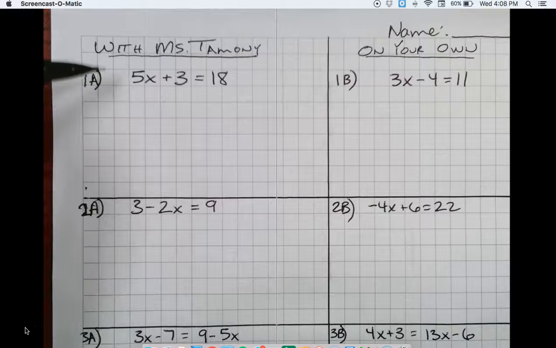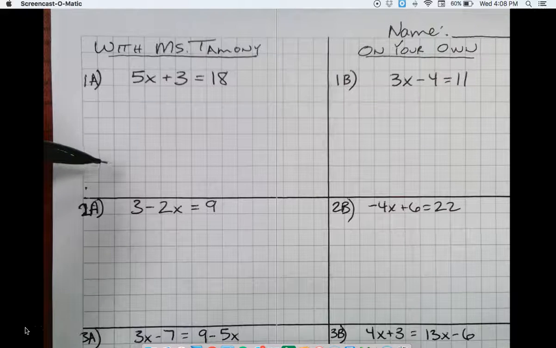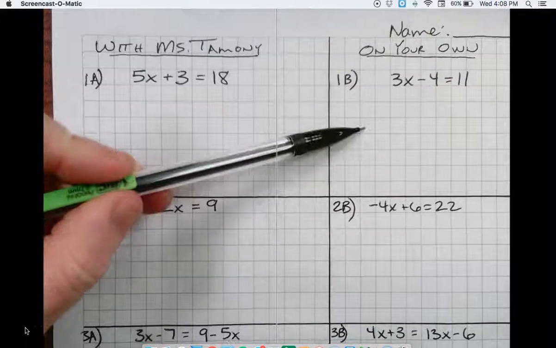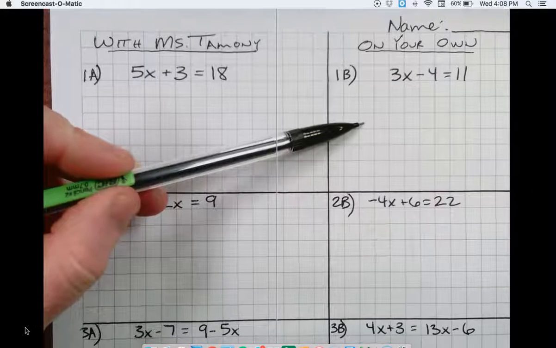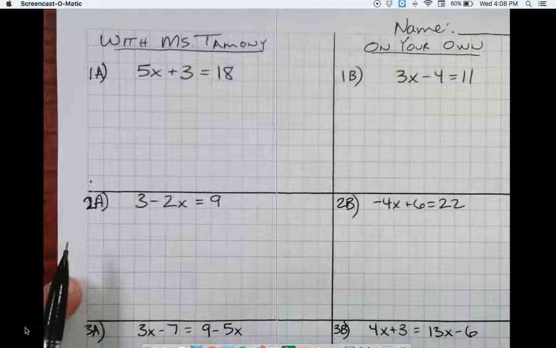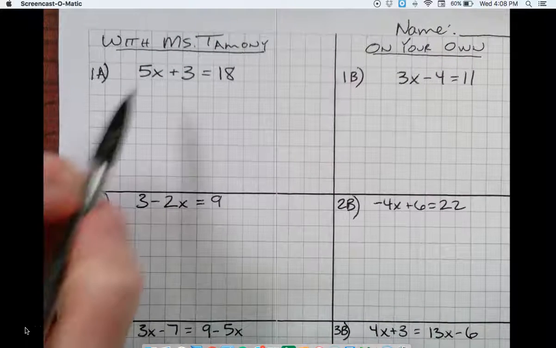Okay, so this first problem, the problem's over here on the left, I am going to be doing, and then I'm going to expect you to pause and try the problem on the right and check your answer, and then we go through all four of these problems. So this first problem here, we're solving, remember, we're solving for x.